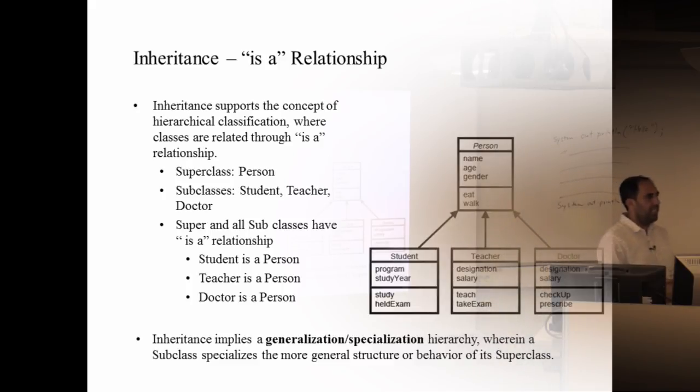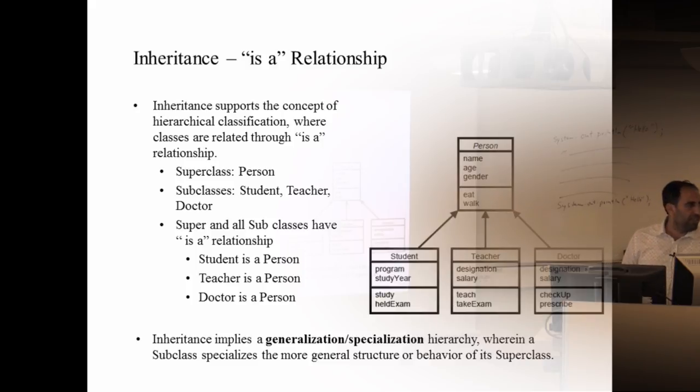A common term used for the relationship between parent and child class is an "is a" relationship. And what does the "is a" relationship mean? It means that, if we read here, every student is a person, teacher is a person, and doctor is a person. So every object of a subclass is also an object of a parent class. So every student object is also a person object. Based on this analogy between parent and child classes, we call the relationship between them an "is a" relationship.